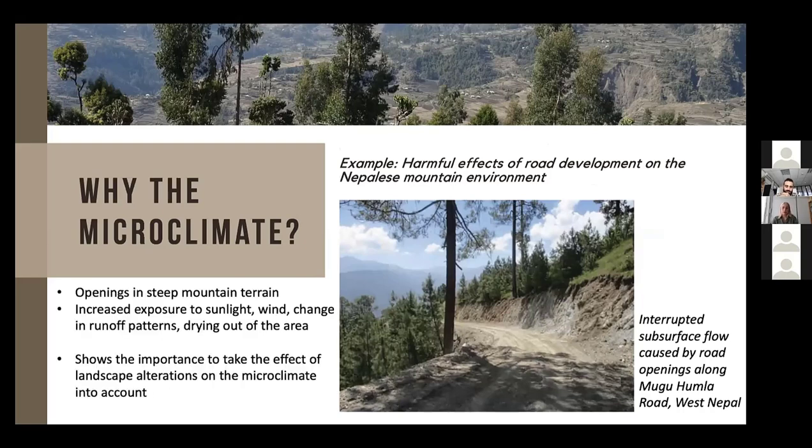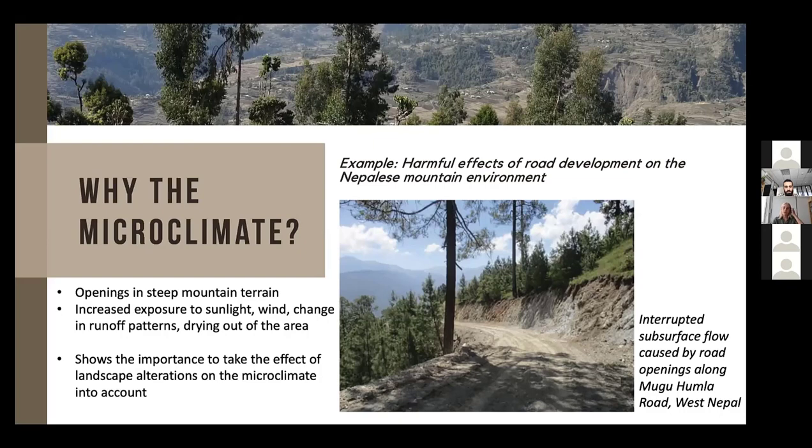So the construction of the roads in the Nepalese mountain environment actually led to openings in the very steep mountain terrain. And this increased the exposure to sunlight and to wind, and it also changed the runoff patterns, ultimately leading to drying out of the area. And this really shows the importance of taking the effect of landscape alterations on the microclimate into account. So here changes were made to the landscape, which changed the microclimate. And in this case, unfortunately, it changed it for the worse.